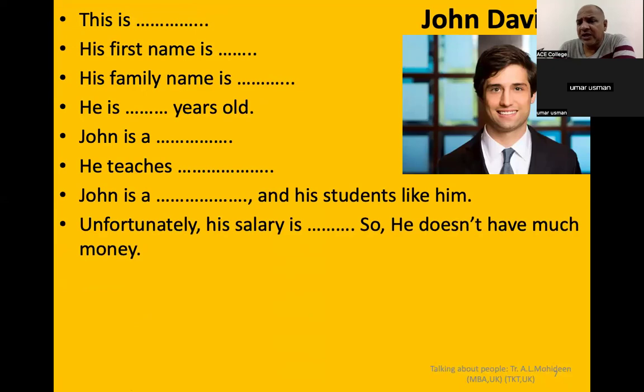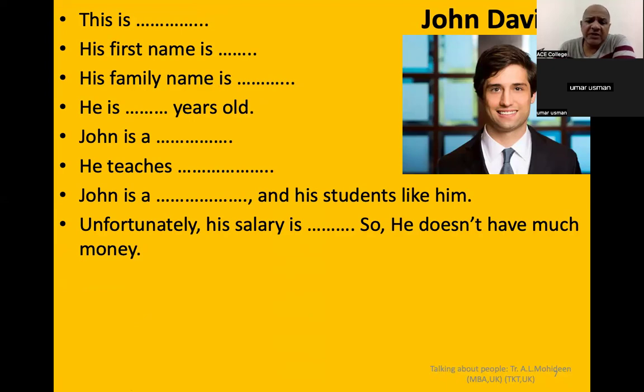Now, the how to say in English. This is the structure, so you are going to use the sentence structure. This is John David. His first name is John. Family name is David. He is, then you bring the years, 30 years old. He is a teacher. He teaches science and maths. John is married. John is a good teacher.